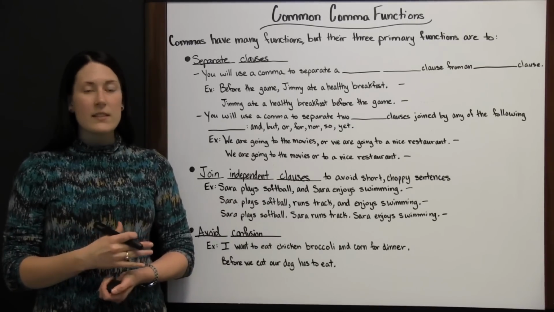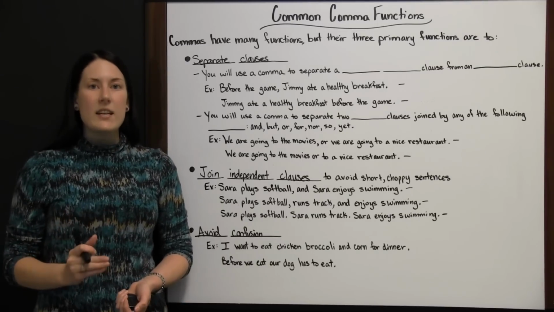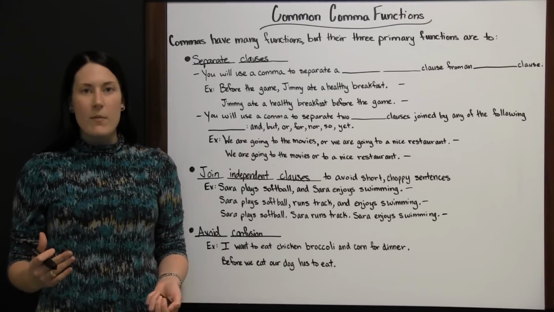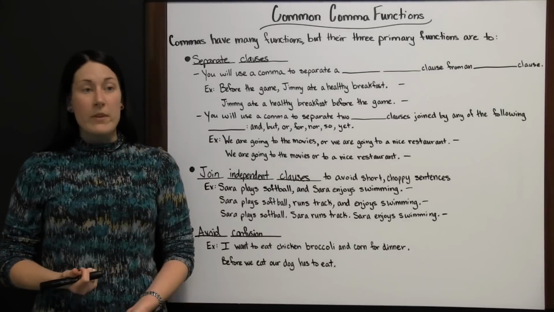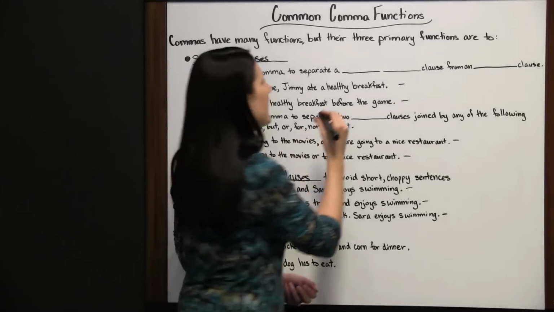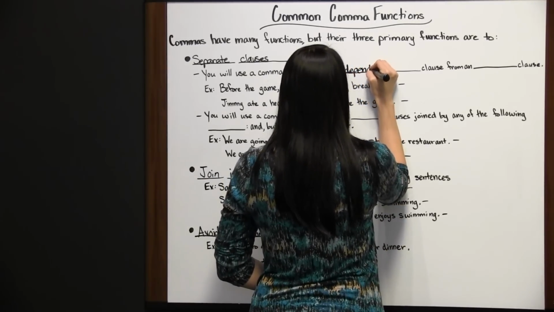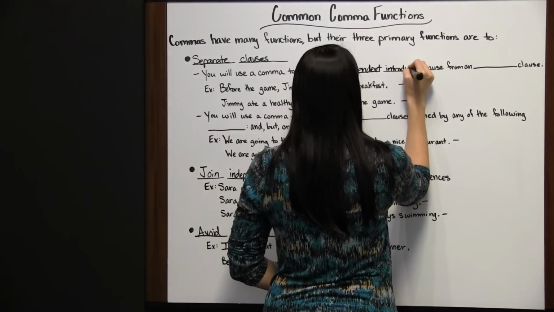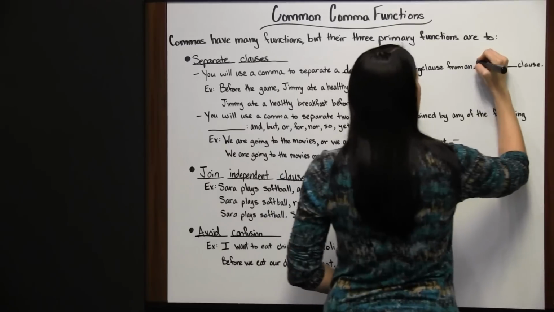So a dependent clause can't be a sentence by itself, it depends on the rest of the sentence. An independent clause stands alone, and can be a sentence all by itself. So let's look at how we can separate clauses with commas. You will use a comma to separate a dependent introductory clause from an independent clause.